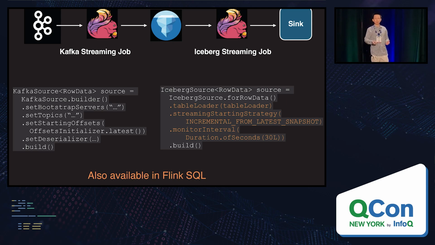To construct an Iceberg source in Flink, we need to provide a table loader. Basically, tell the Iceberg source how to load the Iceberg table from a catalog, like Hive Metastore or Glue, if you're familiar with that. Then we also need to set a starting strategy. Here, I chose starting from the latest snapshot in the Iceberg table, and also a monitor interval, how often we want the Iceberg source to discover new data files from the table. Both Kafka and Iceberg sources are available in Flink SQL.